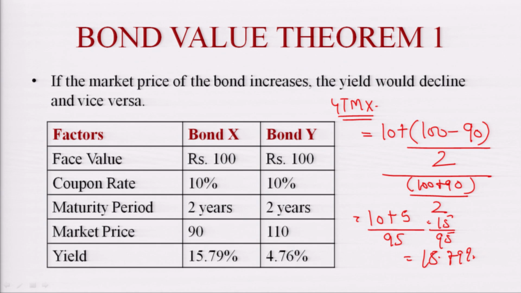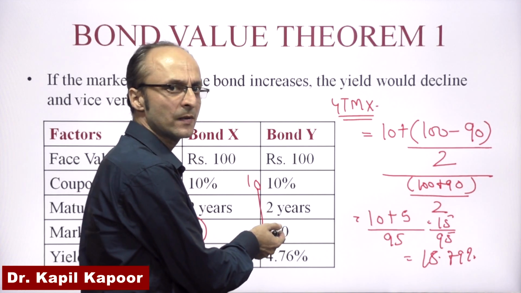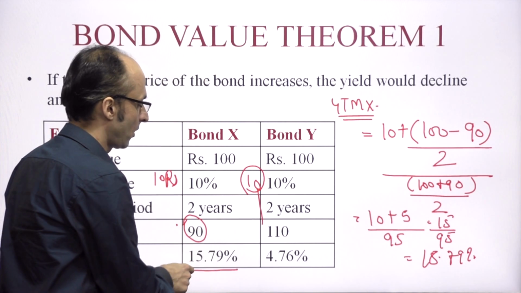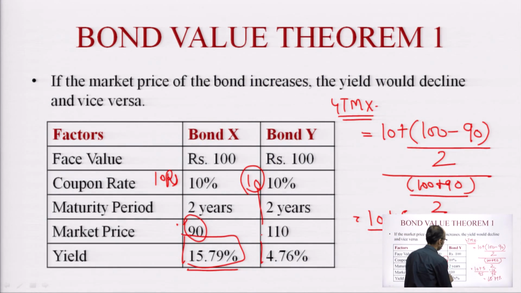Now, similarly, we can calculate the yield of bond Y, which comes out to be 4.76. Why is it declining? As we can clearly see here, if a person is purchasing a bond at a market price of 90, he will get 10 rupees by investing 90. But suppose a person is purchasing the same bond at 110, he will get 10 rupees. So his investment has increased, but the return is just 10 rupees. That's why in this case bond X is giving a greater yield in comparison to bond Y.